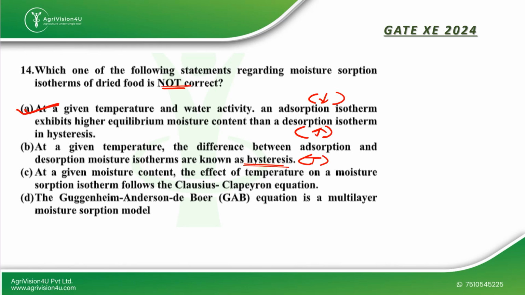Whereas option number C, at a given moisture content, the effect of temperature on a moisture sorption isotherm follows Clausius-Clapeyron equation. So हमने Clausius-Clapeyron equation, we have discussed about this in our course. A lot of time we have discussed. So this is basically from the topic drying and dehydration.